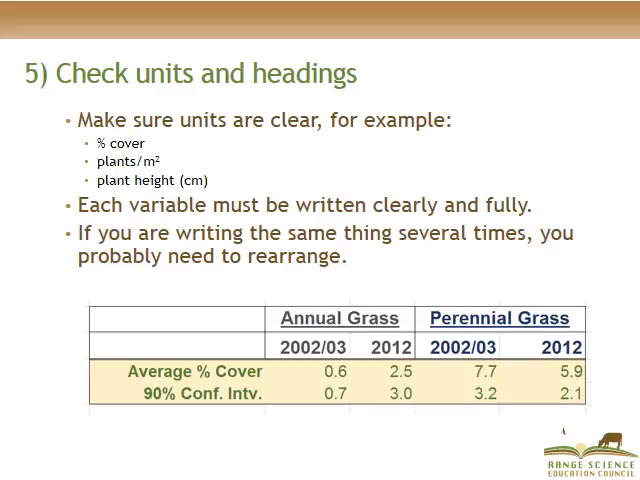Remember in my previous example I had that BWG. It was really unclear what that was, so don't abbreviate. Go ahead and write them out, or if you do abbreviate, make sure it's clear. And again, if you're writing the same thing several times, something's probably wrong with the way that you created the table.